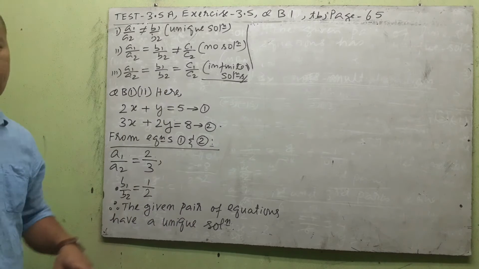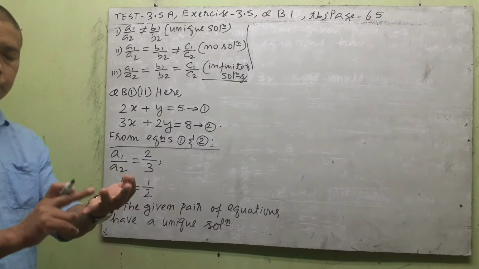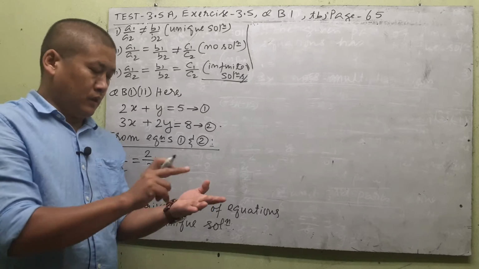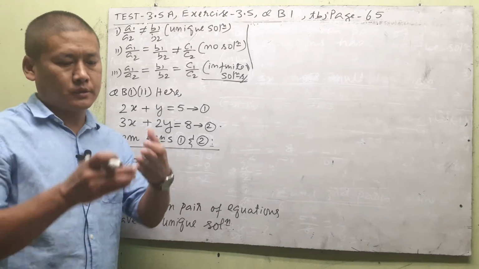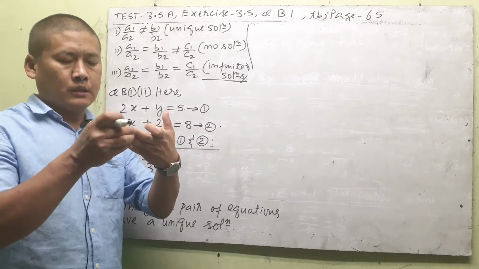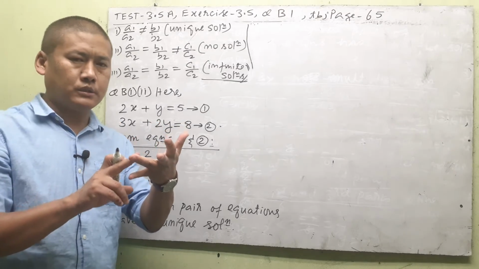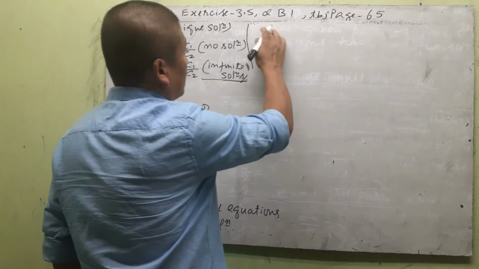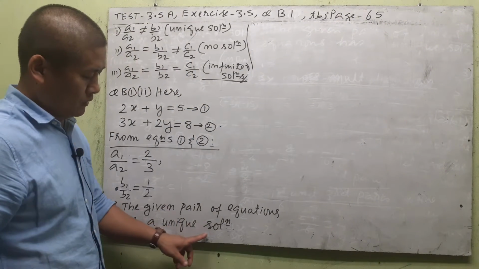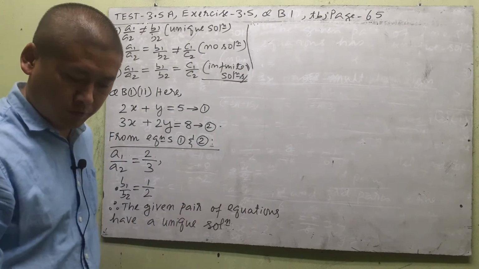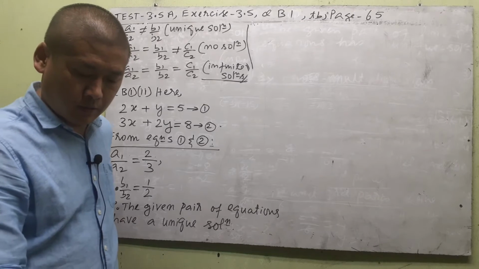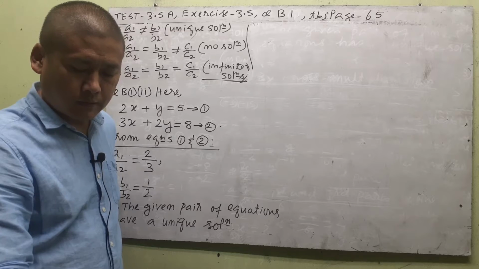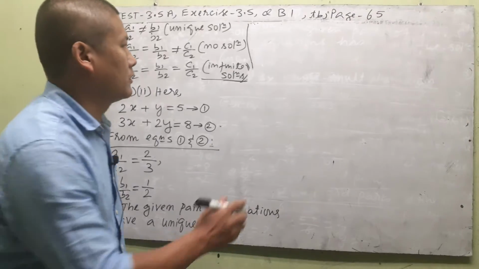So you can solve by any algebraic method: substitution, elimination, like in the previous exercises we've done, or in this exercise we're going to do by cross multiplication. These three are called algebraic methods: substitution, elimination, and cross multiplication. So in this exercise, they're saying if they have unique solution, then solve by cross multiplication. Look into your question, last sentence: in case there is a unique solution, find it by using cross multiplication method.